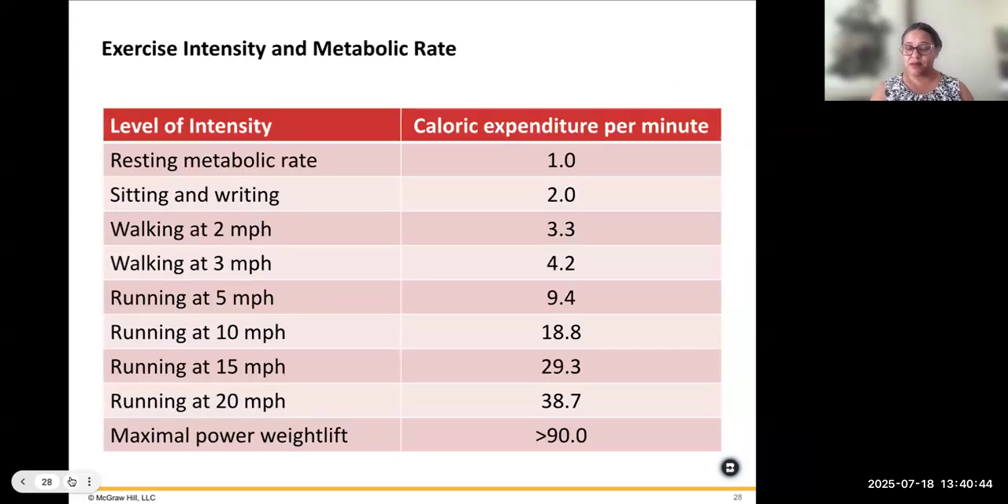So if the resting metabolic rate is one caloric expenditure per minute, sitting and writing, you're doing a little bit extra, that's 2. Running at 5 miles per hour is almost 10 times, so 9 times that will expend 9.4 calories per minute. And then the list goes on.